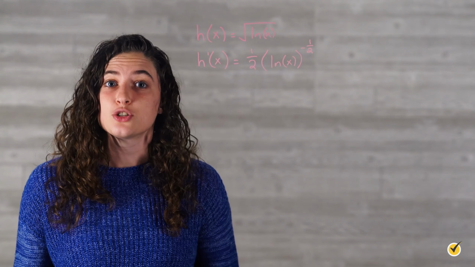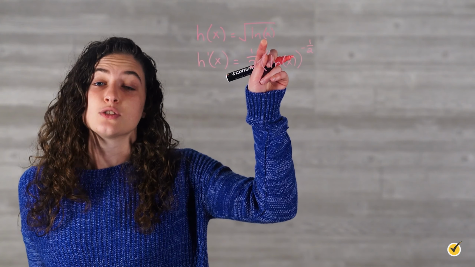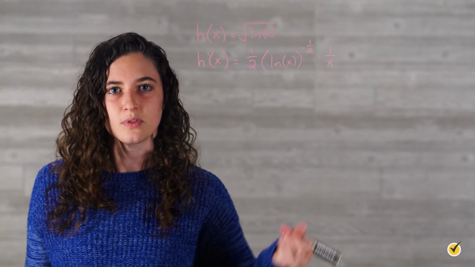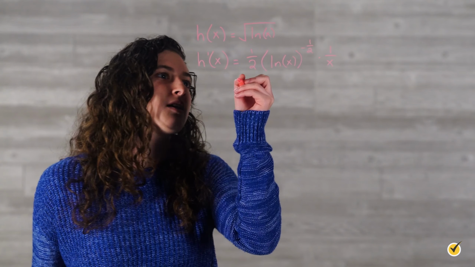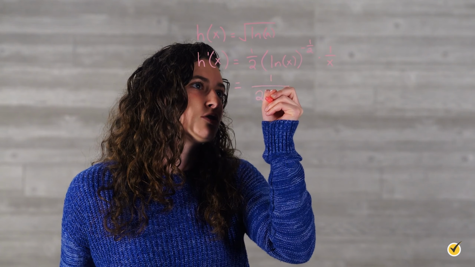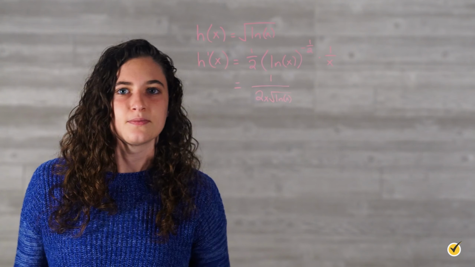Then we'll multiply by the derivative of the inside. Since the derivative of the natural log of x is 1 over x, we simply multiply by 1 over x. We can simplify a little bit, and then we'll get 1 over 2x times the square root of the natural log of x.